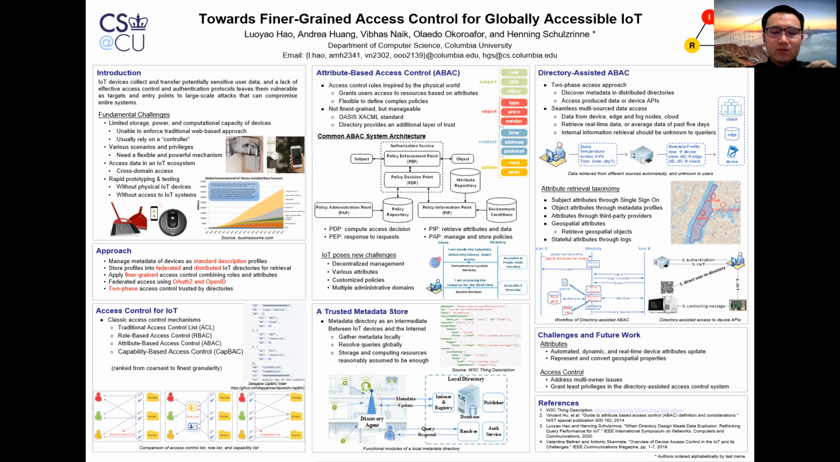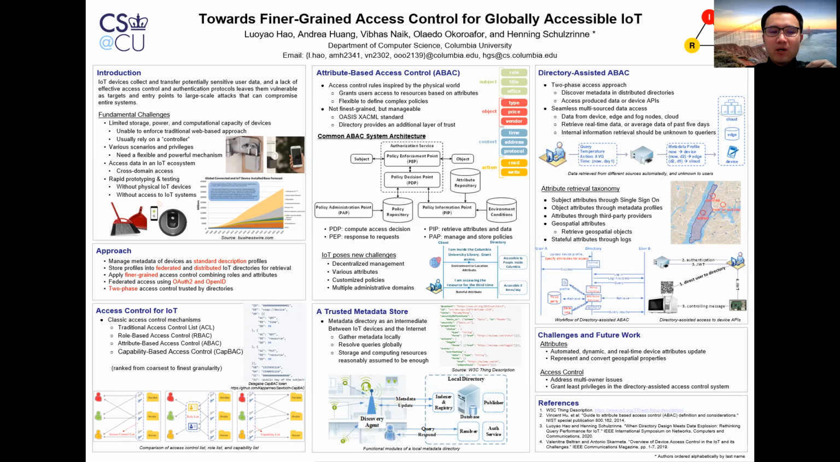Also, the directory can assign a token to a user for further access to devices that are not able to validate the request through the complicated attribute policy themselves, but rely on the directories to verify the attributes.